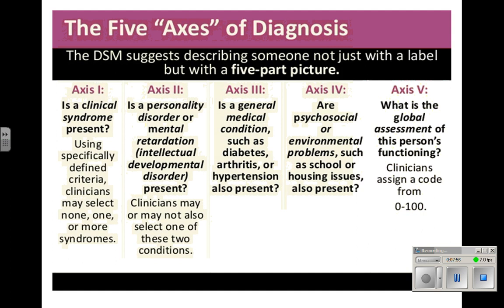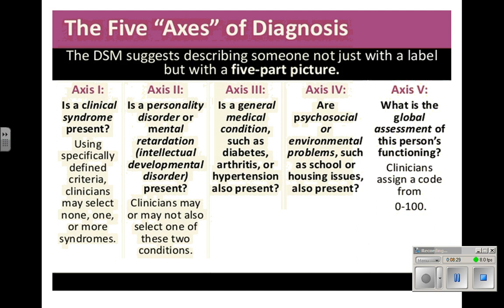There are 5 axes of diagnosis. So the DSM suggests describing someone not just with a label, but with 5 parts of a picture that go into diagnosing you. So axis 1, they're going to look at, is a clinical syndrome present? Is it actually something that can be defined and diagnosed? So using specifically defined criteria, clinicians may select none or one or many syndromes that you're having.